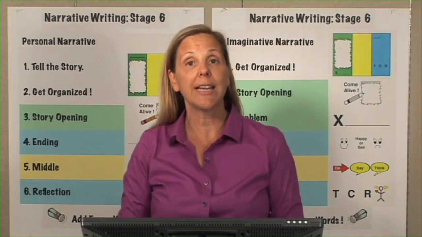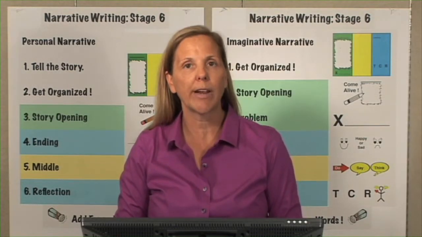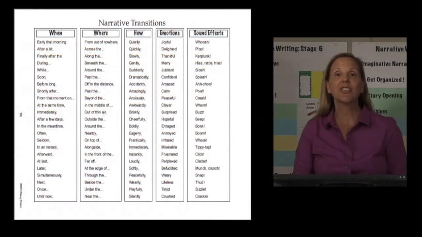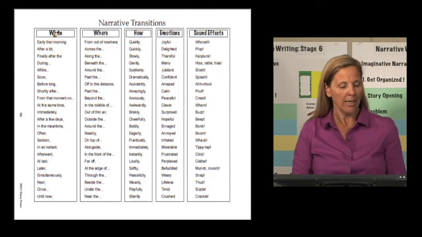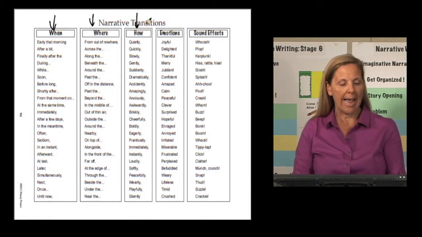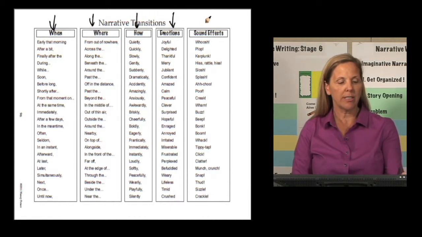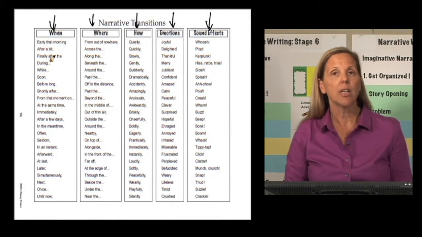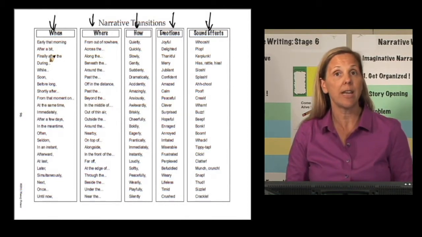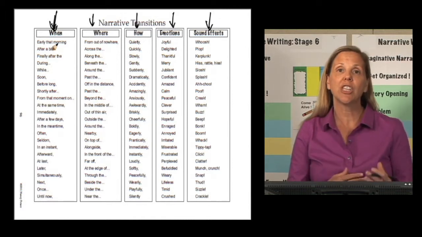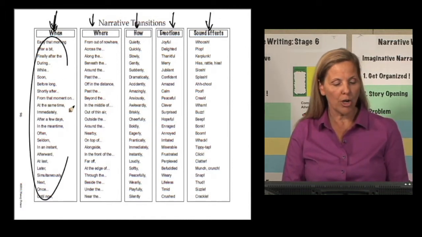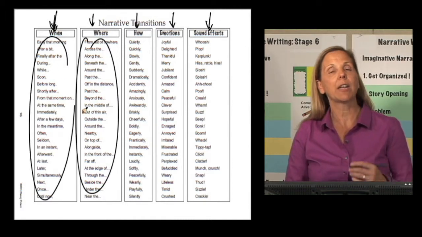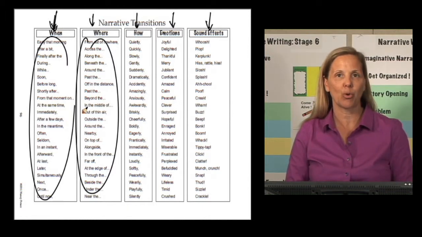Please turn to page 96 and 97 for transitions. On page 96 is a transition chart that is labeled with when, where, how, emotions, and sound effects. These are different types of transitions that are commonly used in narratives. They can refer to this chart for many different words or phrases that can begin the sentences in their stories.